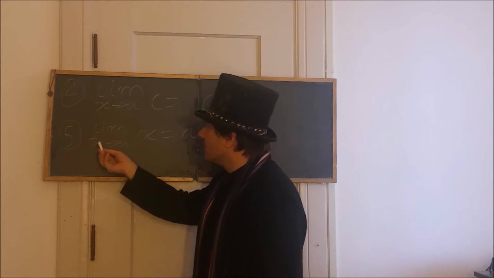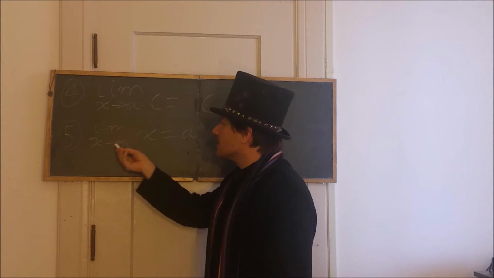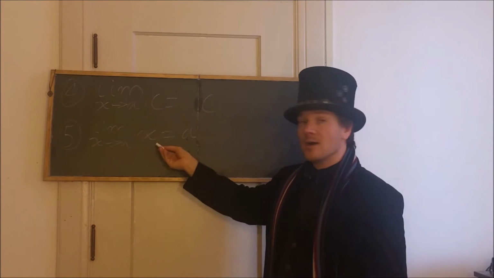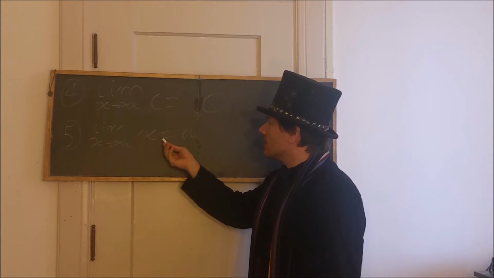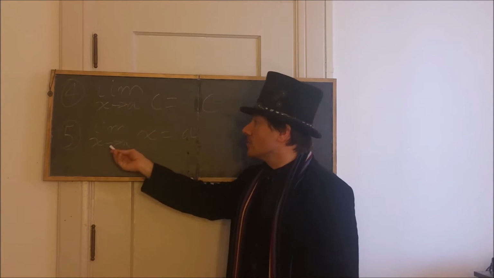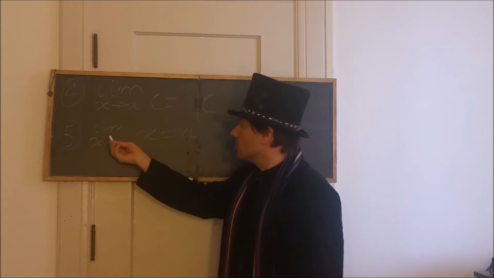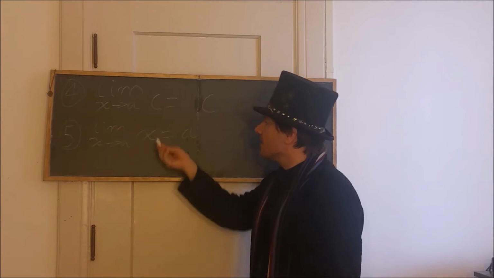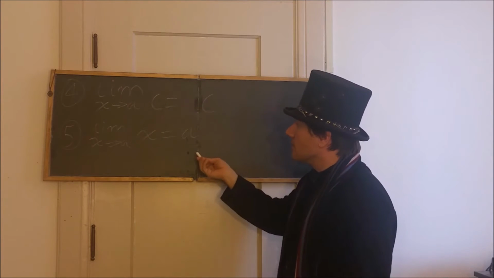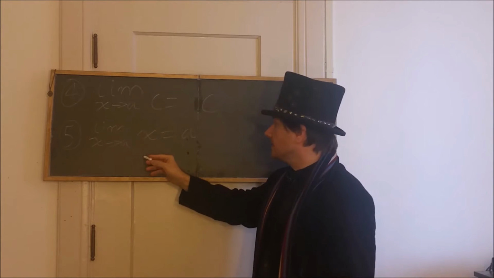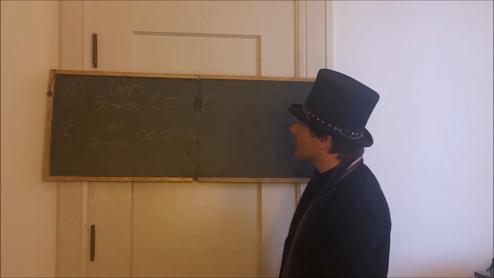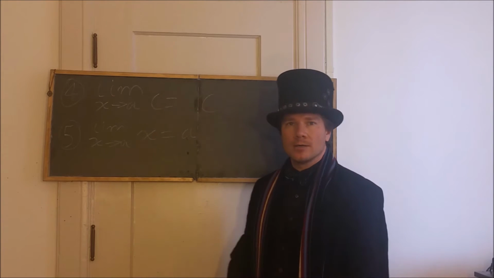And for number 5, the limit as x approaches a of a variable, any variable, will equal what the variable is approaching. So the limit as x approaches a of x equals a. What the variable was approaching, that's what it equals. So that's all the principles. Now we'll go on to the problem.